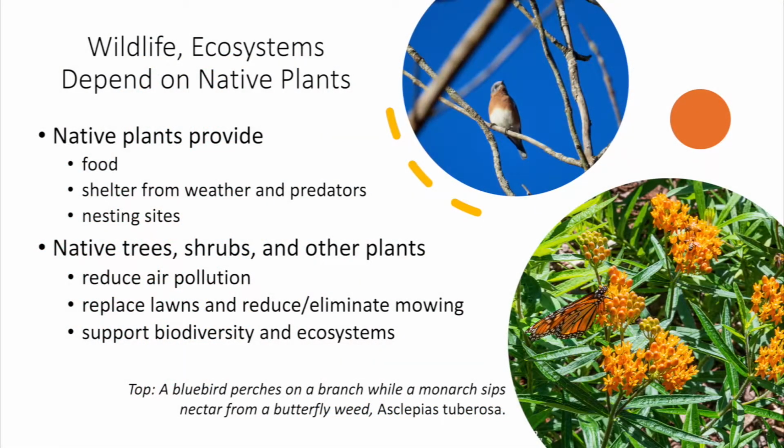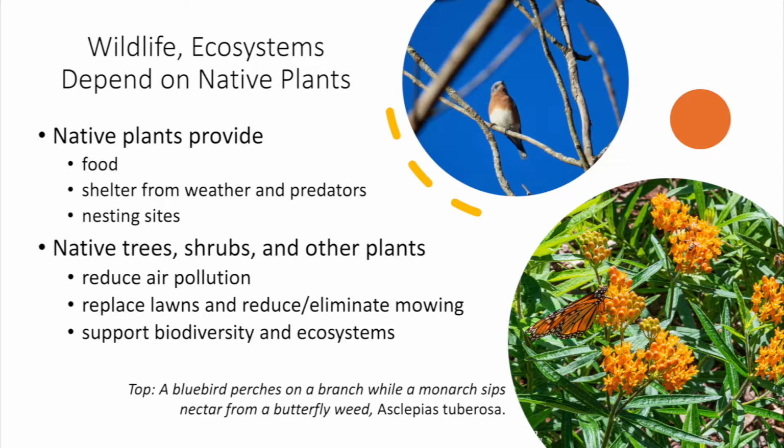Wildlife and ecosystems depend on native plants. Native plants are adapted to the local climate and soil conditions. They provide food, shelter, and nesting sites for butterflies and other insects, birds, and wildlife. Non-native plants often do not provide any or the same quality of food. Non-native shrubs often are not as good nesting sites for wildlife. Some are too weak to support a nest, with catastrophic results.